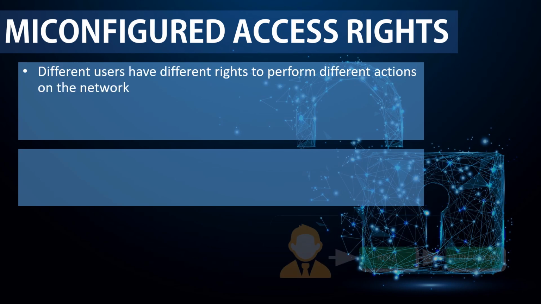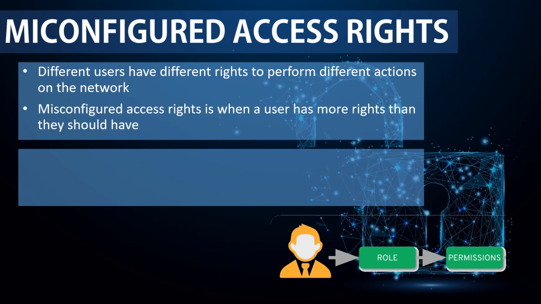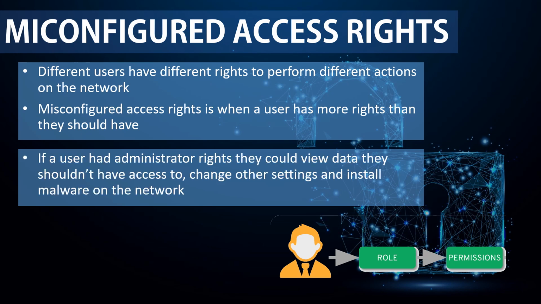Users on a network will have certain permissions to perform certain actions on the network dependent on their role. Misconfigured access rights is when a user has more rights than they should have to do things on your network. Full rights on a network are usually only given to an administrator. If a user is accidentally given administrator rights, they could view data they shouldn't have access to, change other settings, and install malware on the network.